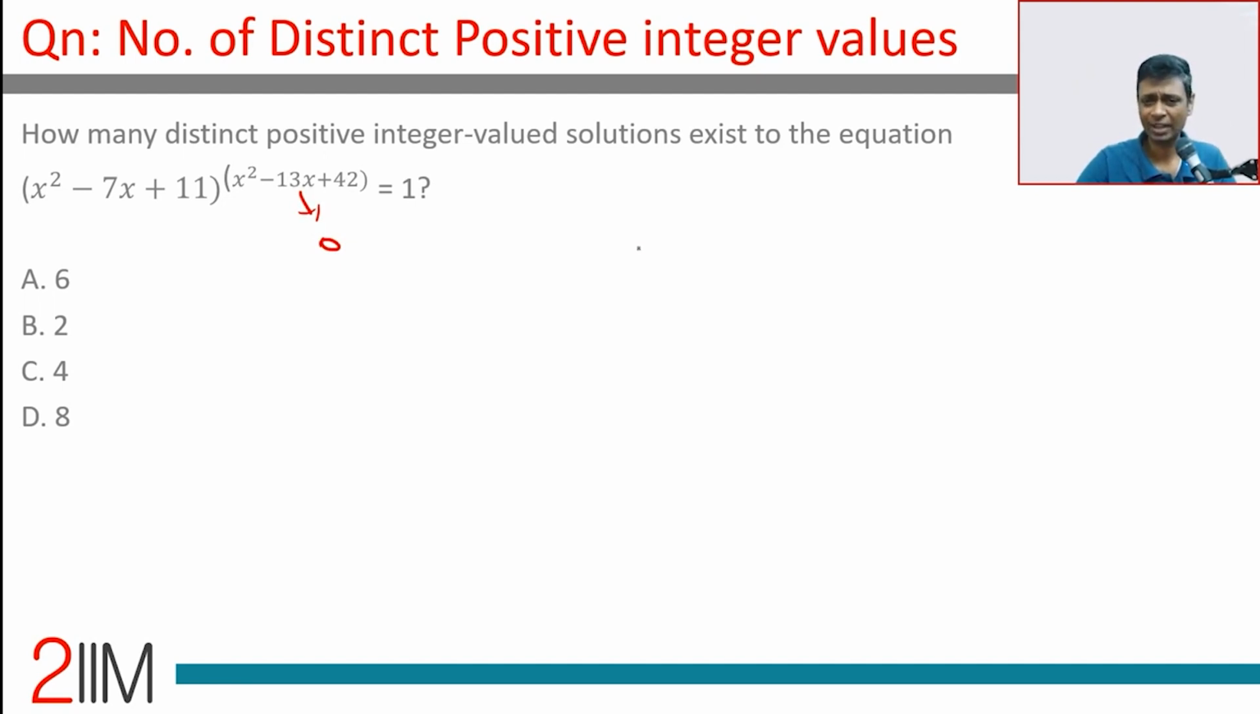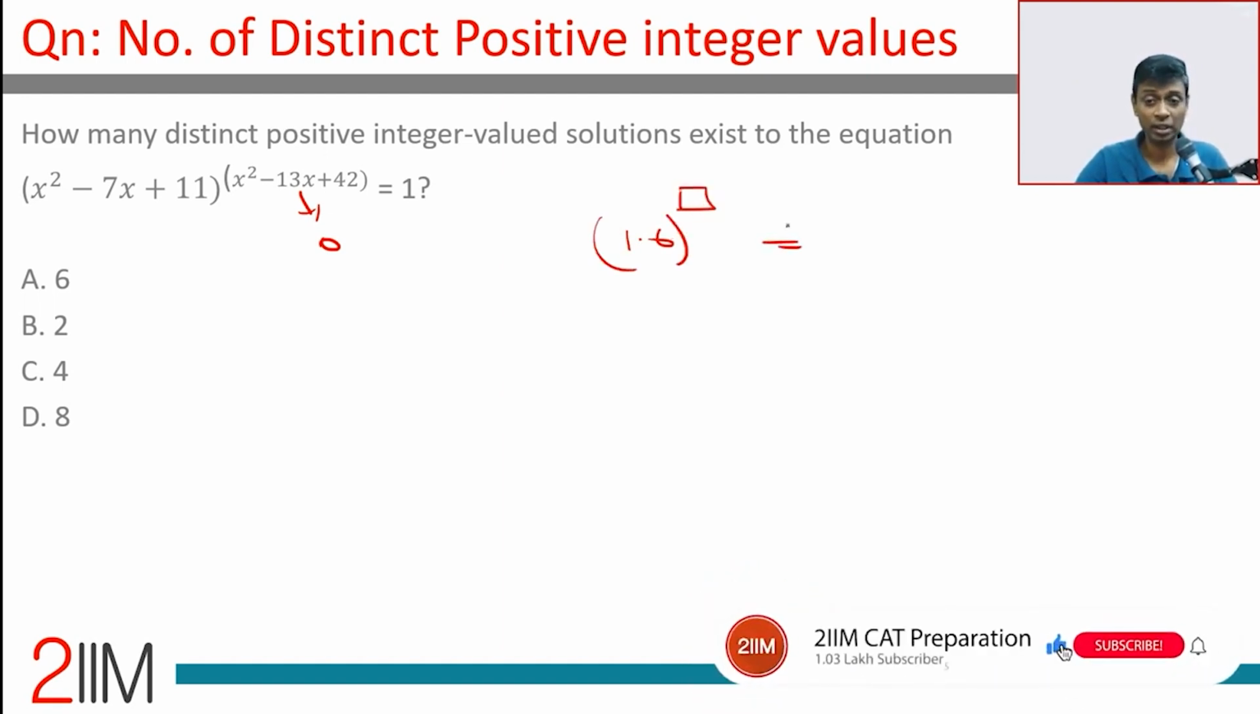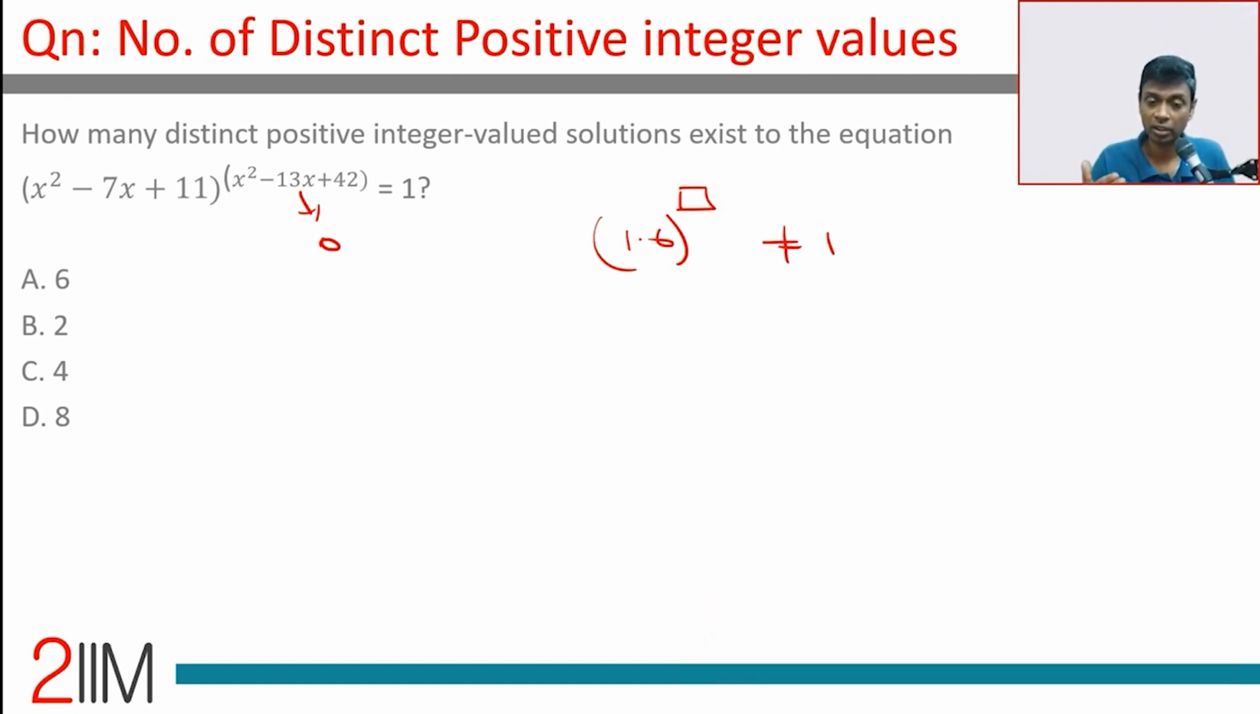Fine. If you have a number other than 1 raised to anything apart from 0, it cannot be 1. Because if it's a number greater than 1 to a positive power, it'll keep going higher and higher. Negative power, it'll keep going less than 1. It can be equal to 1 only if the power were 0. Or the only time a non-zero power can give us 1 is when 1 power something is 1.